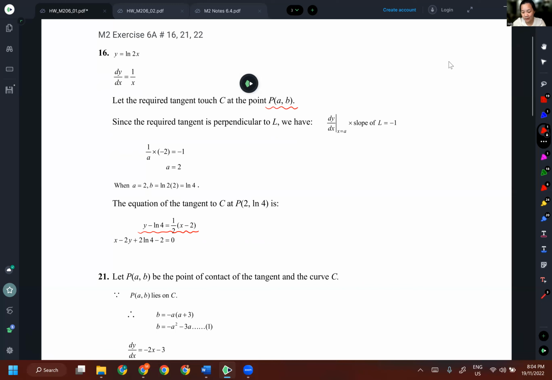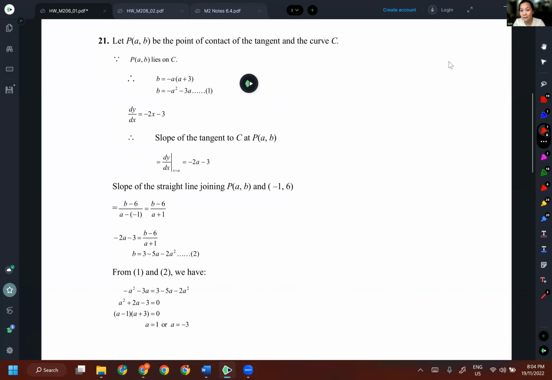Question 21. This question is the hardest because you have to find the point of contact and the slope at the same time. During the lesson, I talked about two different methods. One using delta equals 0, the other one using differentiation. In your homework, you must use the method of differentiation. You mustn't use the delta method. Okay, so some of you have to redo.